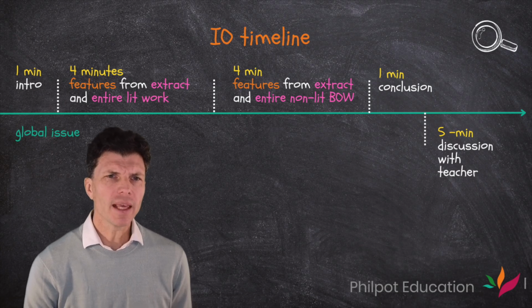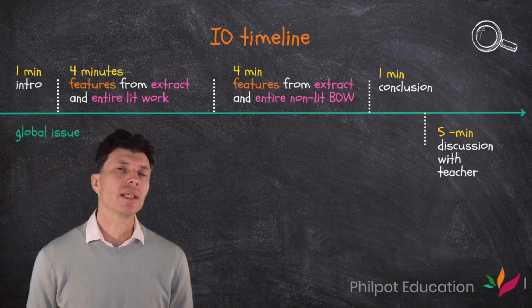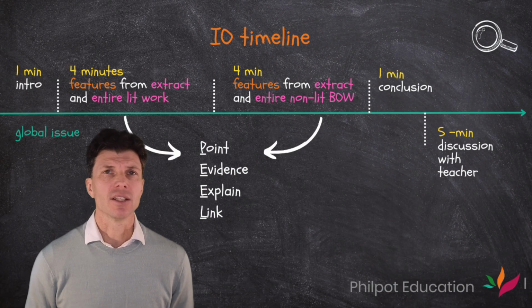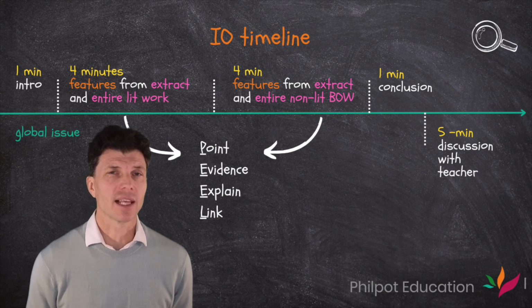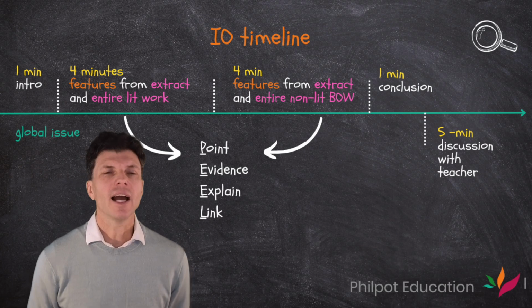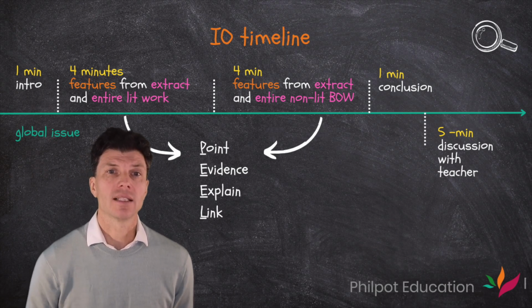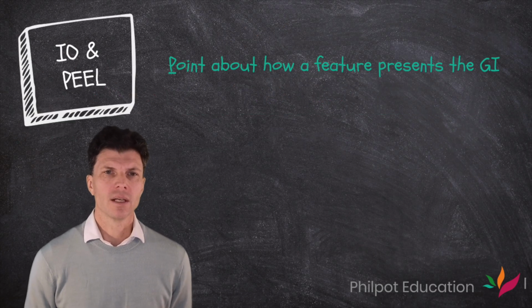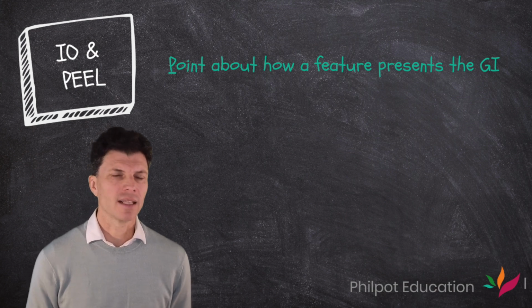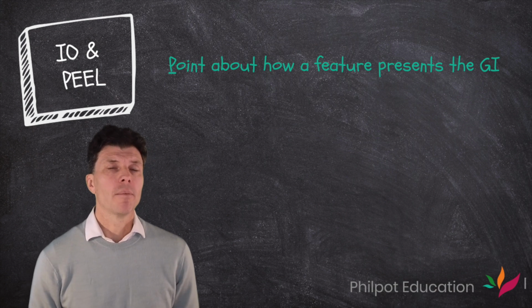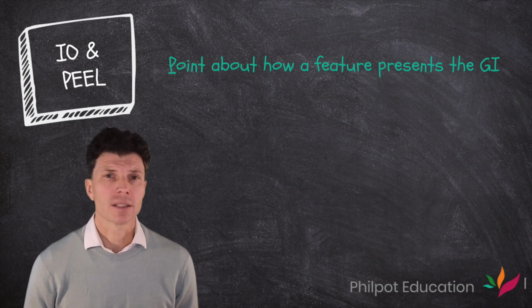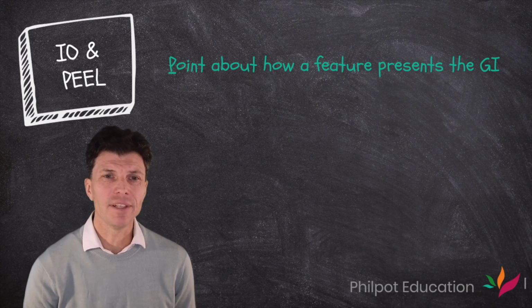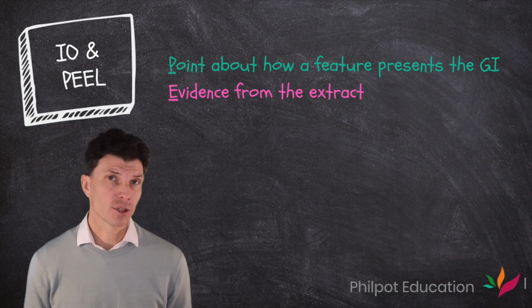So in another video on paper 1, I talked about PEEL, Point Evidence Explain Link, as a tool or a vehicle which allows us to do textual analysis. Remember, this is a course in textual analysis. Let's see how PEEL helps us do analysis here in these 4-minute chunks. So we're going to want to come up with some points about how an authorial choice, a stylistic feature, a literary feature is used by the author, the creator, the artist to present the global issue, right? And then we'll find evidence of that feature in the extract.